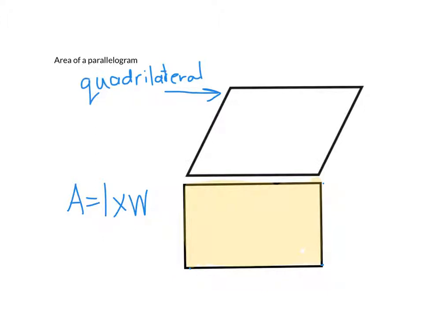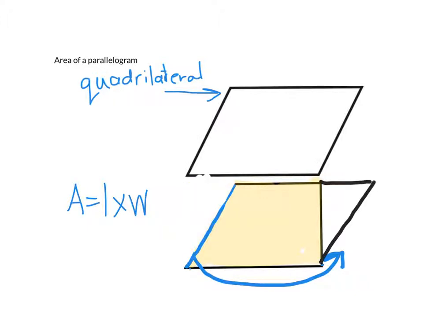Also, if I take this rectangle and draw a line here and make this shape a triangle, and I move that triangle over to this side, my rectangle will now look like this. And I have created a parallelogram. The triangle was originally here, and I moved it. So I have the same area as before.